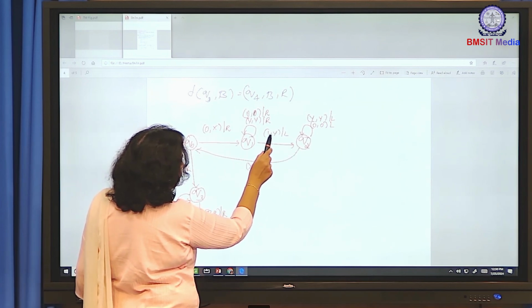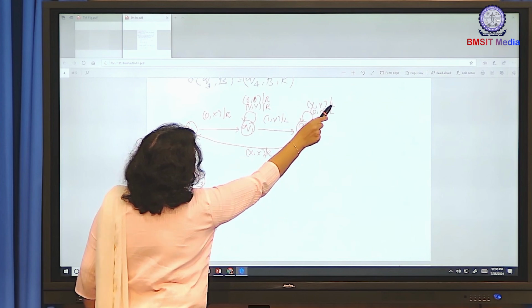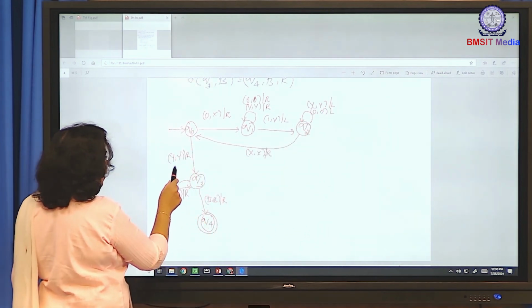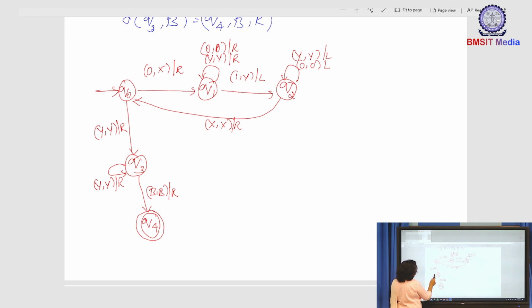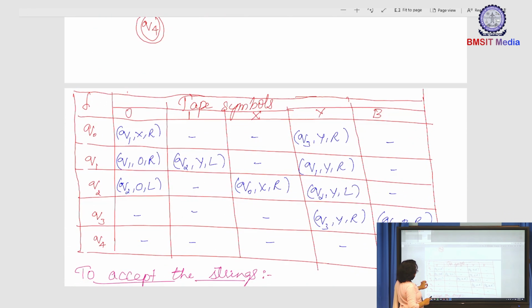Q1 to Q2, we have 1 comma Y on left. Q2 to Q2, Y comma Y left, 0 comma 0 left. Q0 to Q3, Y comma Y right. Q3 to Q3, Y comma Y right. Q3 to Q4, blank comma blank right. So that is about the transition diagram.